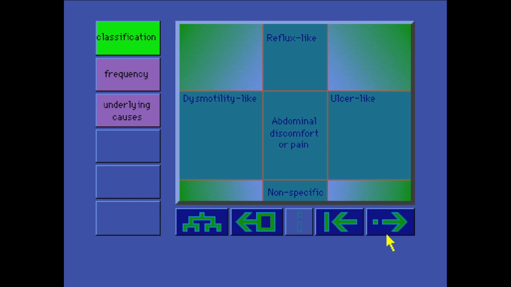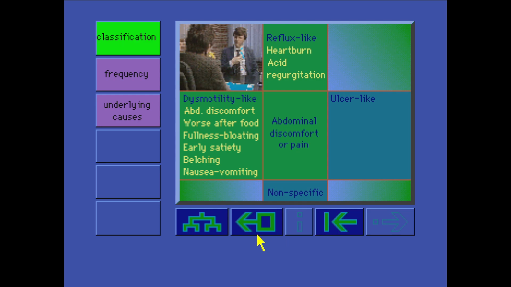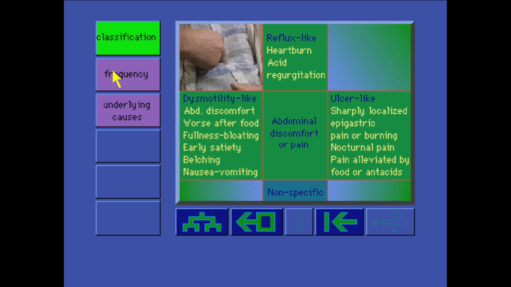The most prominent symptom in functional dyspepsia is abdominal discomfort or pain. Based on the additional symptomatology, one can differentiate between dysmotility-like dyspepsia, reflux-like dyspepsia, and ulcer-like dyspepsia.